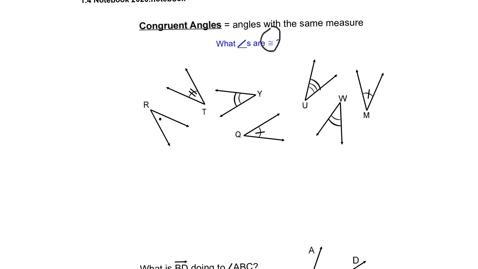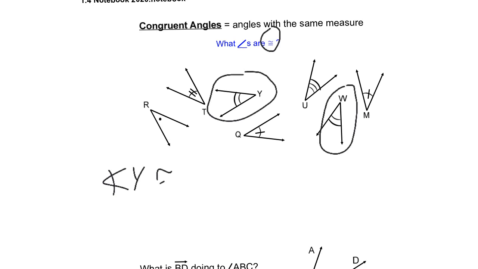So for example, I don't know if you noticed that angle Y, which is this one, is congruent to angle W. How do I know it? I have 2 arcs and I have 2 arcs. So I can say angle Y is congruent to angle W. Okay? So please take a minute and find another pair of congruent angles. Okay? So I can say angle Q is congruent to angle M.